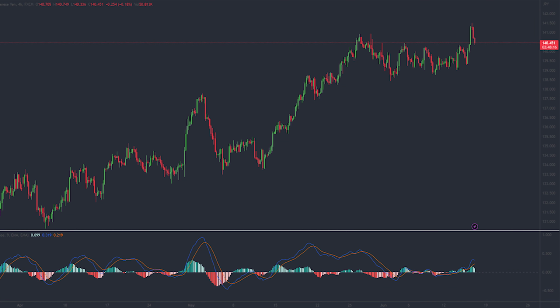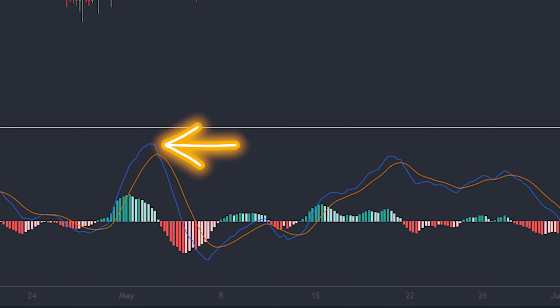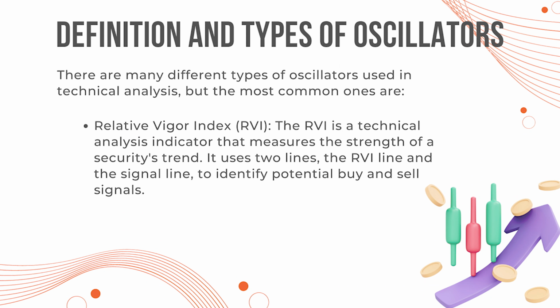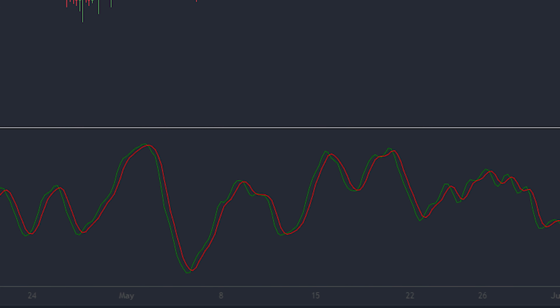The MACD is a trend-following oscillator that measures the difference between two moving averages. It uses two lines, the MACD line and the signal line, to indicate potential buy or sell signals. Relative Vigor Index. The RVI is a technical analysis indicator that measures the strength of a security's trend. It uses two lines, the RVI line and the signal line, to identify potential buy and sell signals.